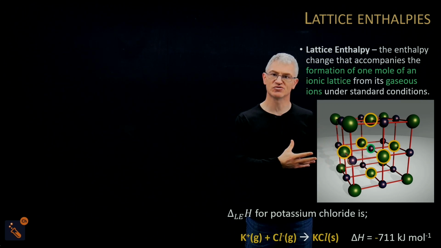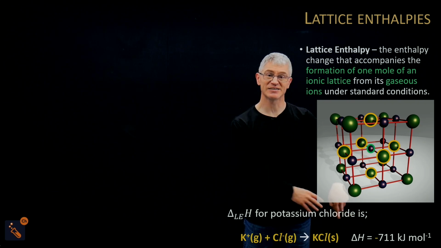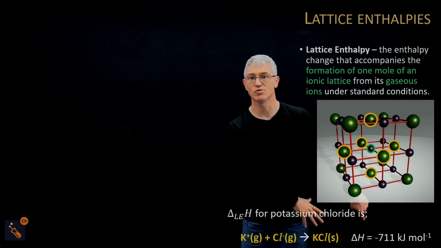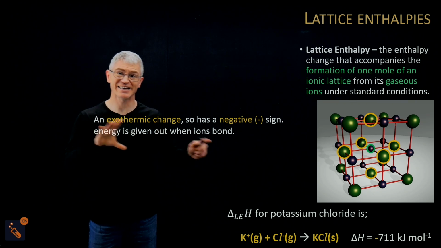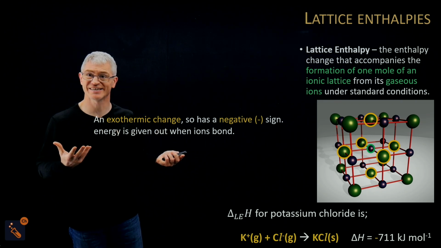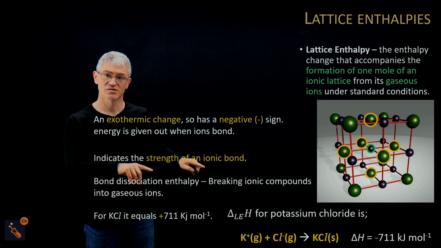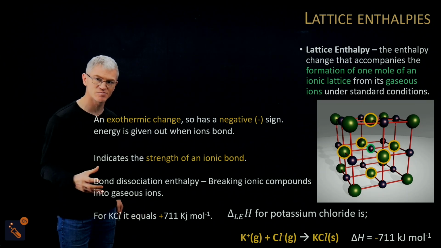So what affects the strength? Well, first of all, it's an exothermic change, and the stronger the bond, the more exothermic it is. An exothermic change has a negative sign. Energy is given out when the bonds form. Makes sense, okay? The stronger the bond, the more exothermic it is. Now, why is that? Look at this third point here.